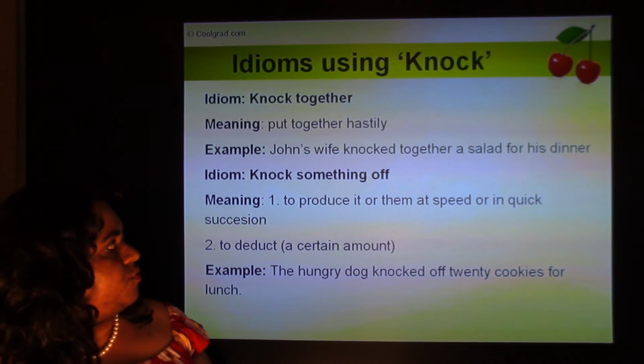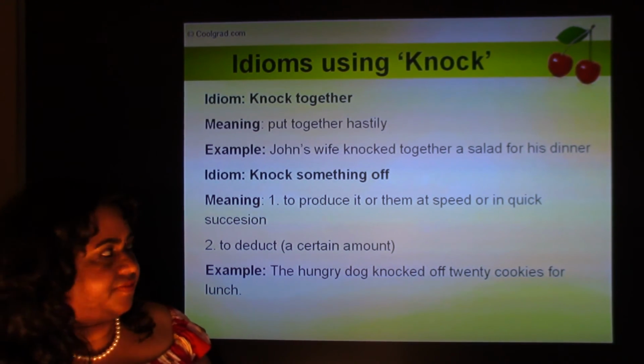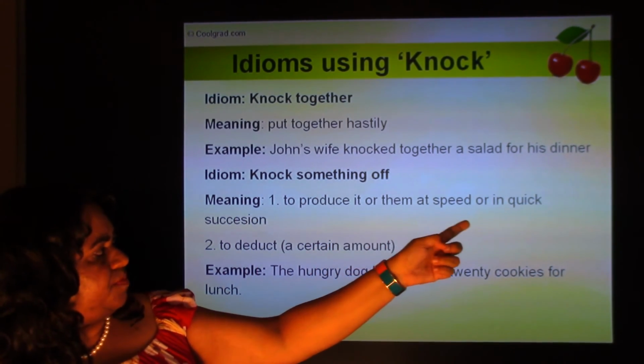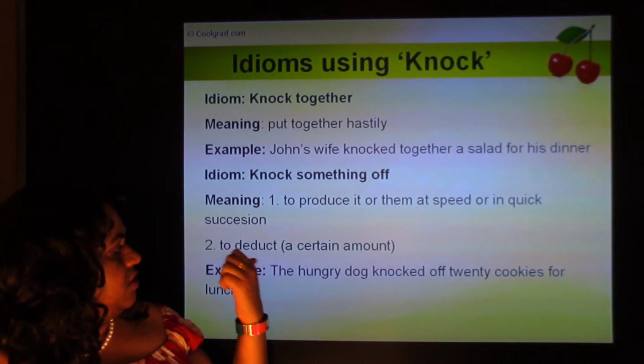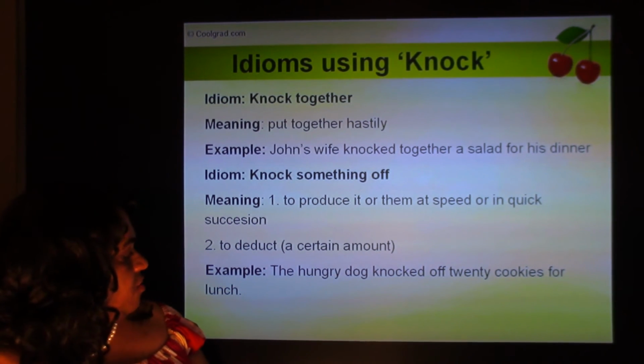Knock together means put together hastily. John's wife knocked together a salad for his dinner. Knock something off means to produce it or them at speed or in quick succession, or to deduct a certain amount. The hungry dog knocked off 20 cookies for lunch.